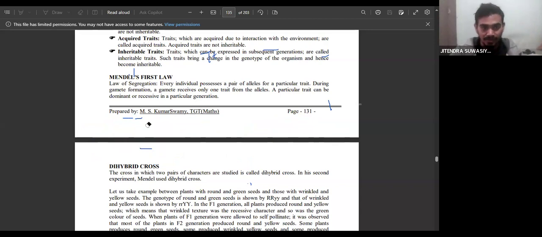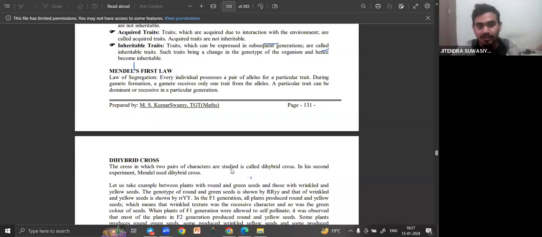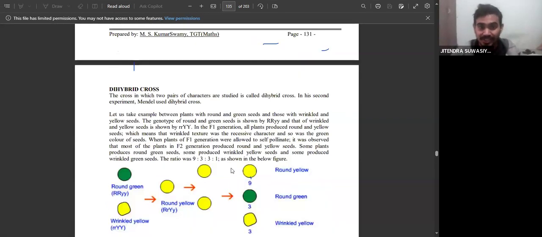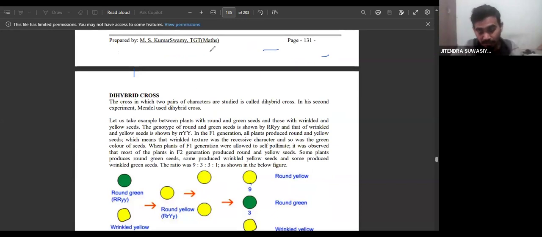Then let's talk about the dihybrid cross. The cross in which two pairs of characters are studied is called dihybrid cross. In his second experiment, Mendel used dihybrid cross. In monohybrid cross, we have taken just one trait. Mendel was studying only one character, that is tallness or dwarfness of the plants. He has taken only one contrasting character, the height of the plants, in which tall is the dominant one and the recessive one is dwarf.